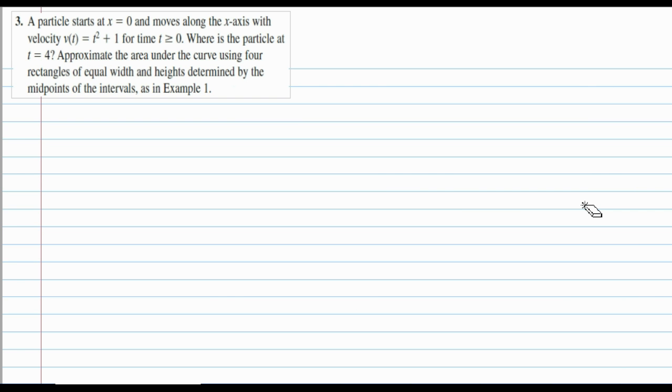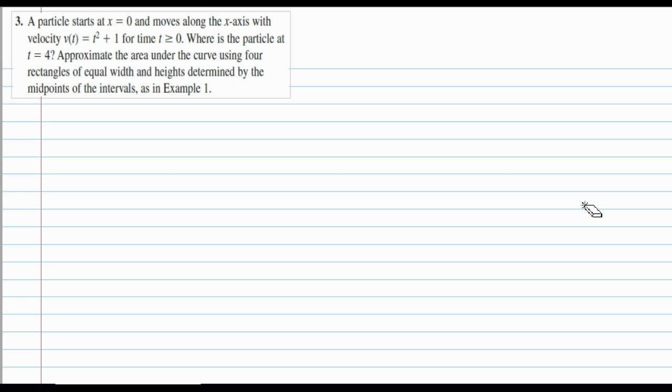Now let's try problem number 3. It says that a particle starts at x equals 0 and moves along the x-axis with velocity t squared plus 1. So there's your rate, how we're going to find those y values for the rate for each of those rectangles, for time t greater than or equal to 0. Where is the particle at t equals 4?